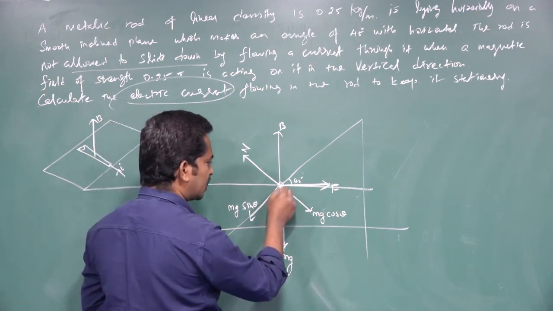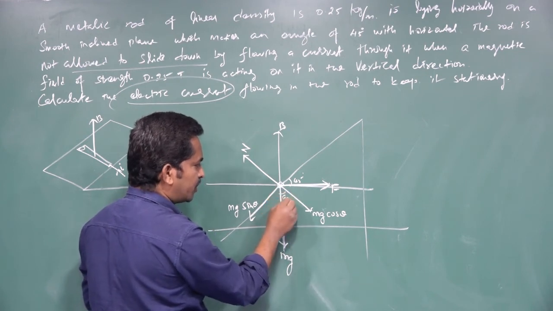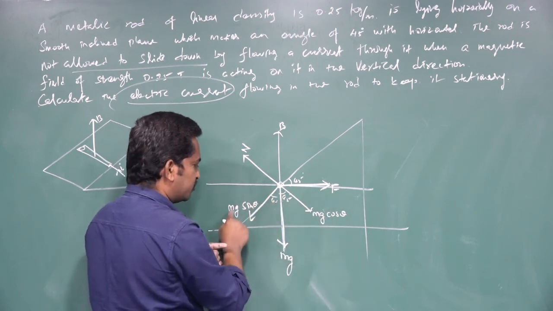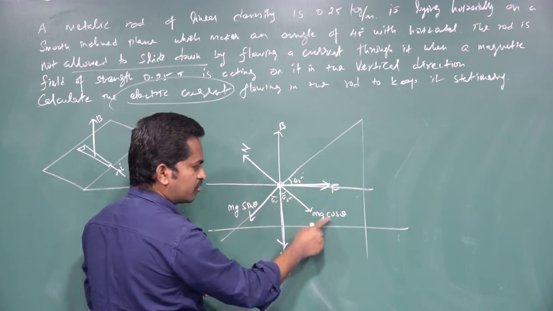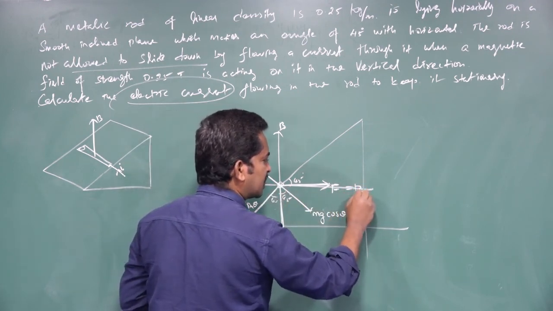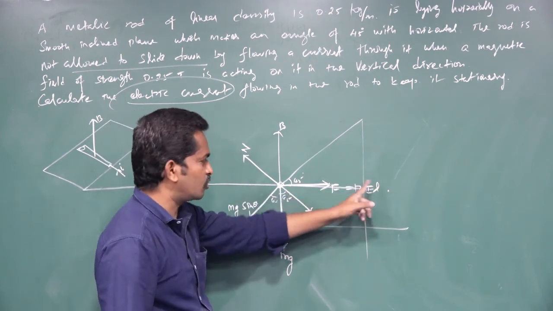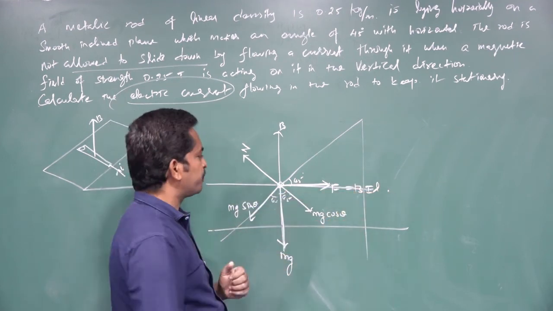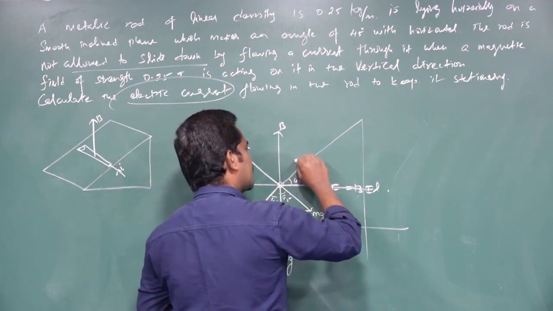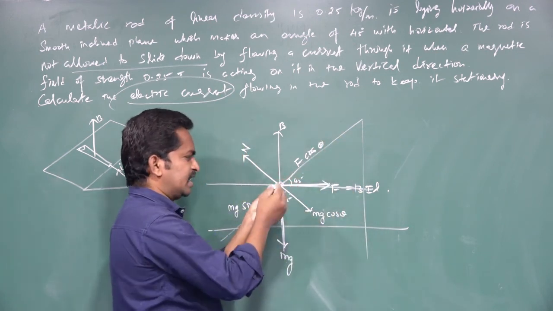This angle is 45 degree. You know well, this is 90 degree, so this is also 45 degree. This is mg sin 45. This is mg cos 45. This is the resultant force F acting in this direction. F is BIL sin 90 degree, since theta value is 90. So F is equal to BIL, the maximum. This force is divided into two components: one is F cos theta, another one is F sin theta.